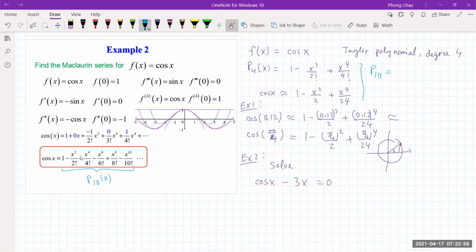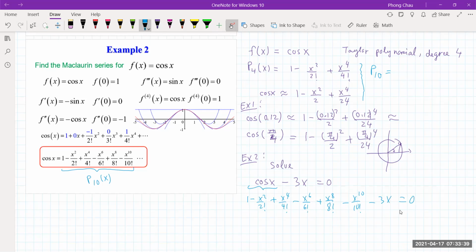X, right? So that's a 10 degree, so that's more terms, right? So if you use cosine of x, then you replace that with the polynomial, right? x squared over 2 factorial plus x to the 4th over 4 factorial minus x to the 6th over 6 factorial plus x to the 8th over 8 factorial and minus x to the 10th over 10 factorial minus 3x equals 0. Now, I'm going to use a P10 here, instead of cosine.